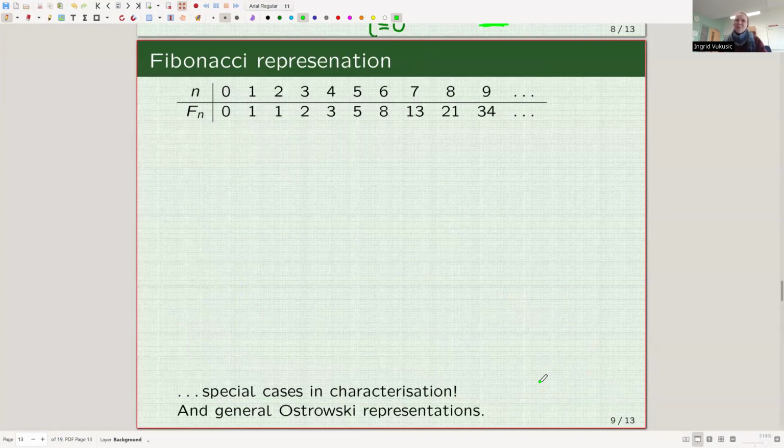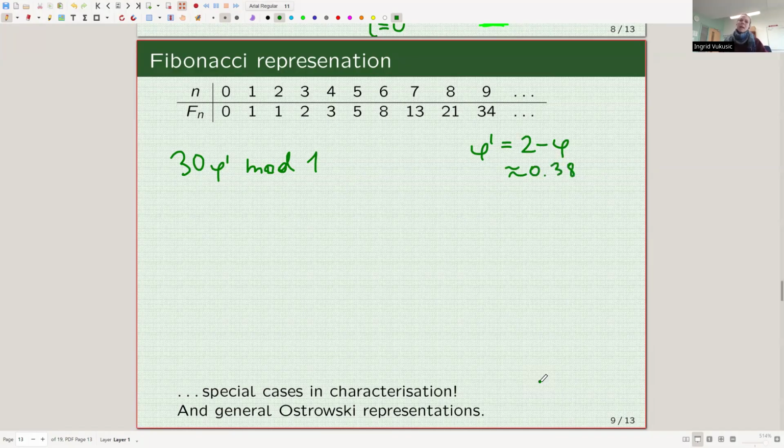The thing is that if you asked me, Ingrid, 30 phi prime, where is this in the unit interval? Like, where is this mod 1? What's the fractional part of this? Remember phi prime was 2 minus the golden ratio. This is roughly 0.38. And I would be like, well, I don't know. We can do the maths and work it out. But if instead you told me 30 actually in Fibonacci representation is 21 plus 8 plus 1, then I'd be like, oh, hold on. I know what to do. 30 phi prime, I can just write this as 21 plus 8.